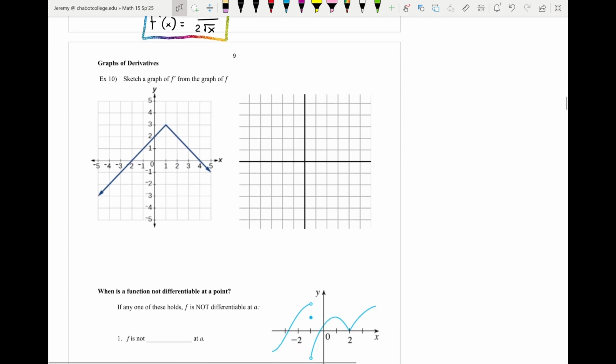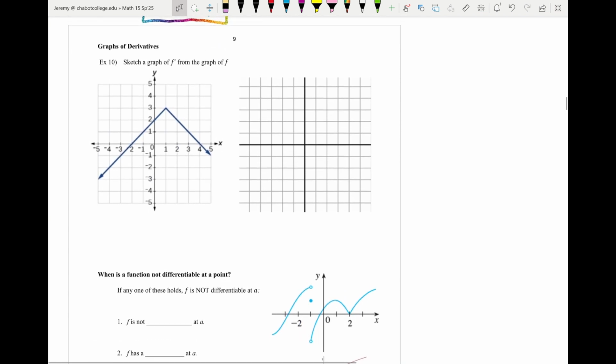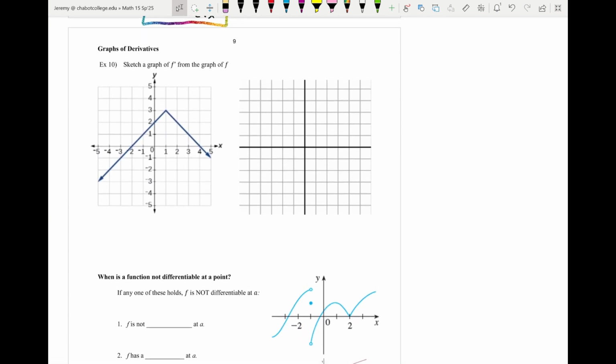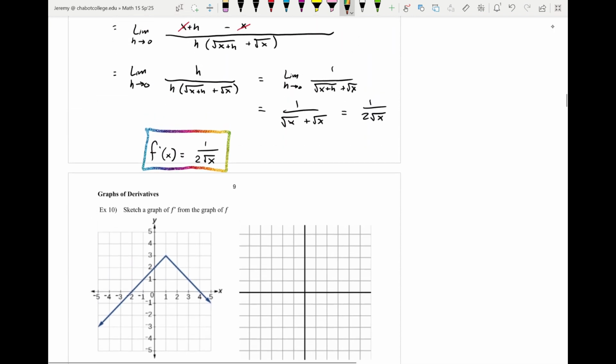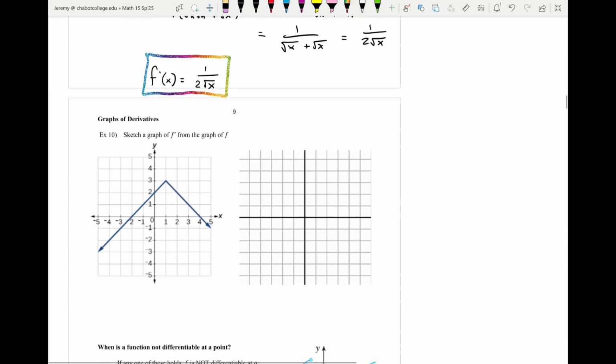Okay, next example. We're going to talk about graphs of derivatives, because derivatives are functions, right? Like this derivative that we just found is a function. We could graph this derivative function. You can make a t-table, plug in x values, get out y values, and you can totally graph this function on the xy coordinate plane.